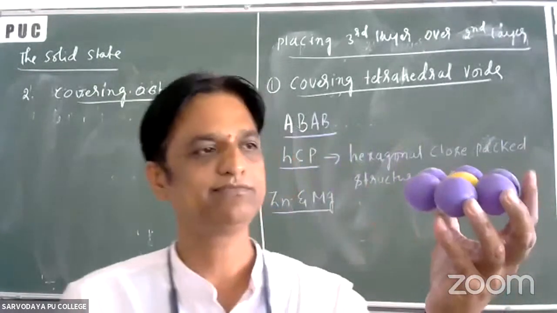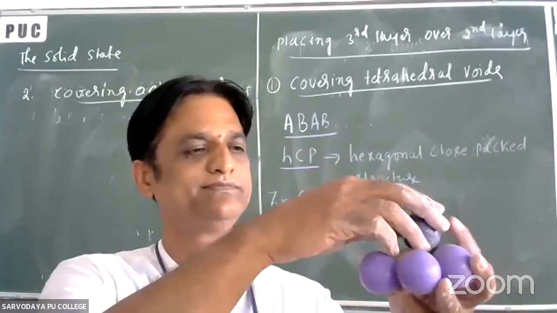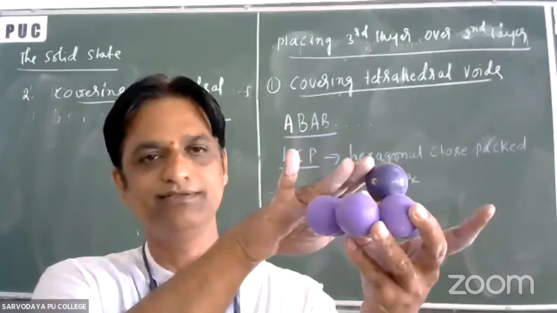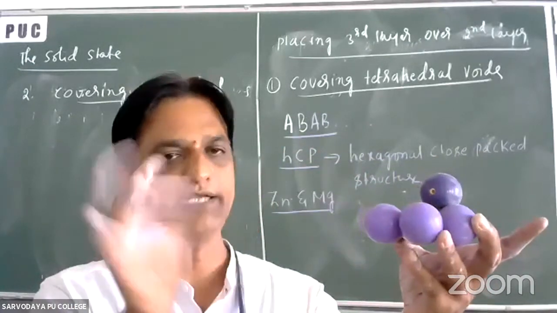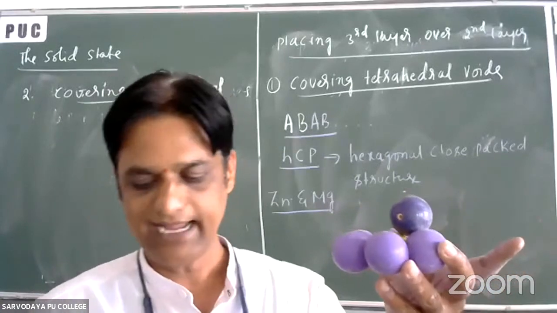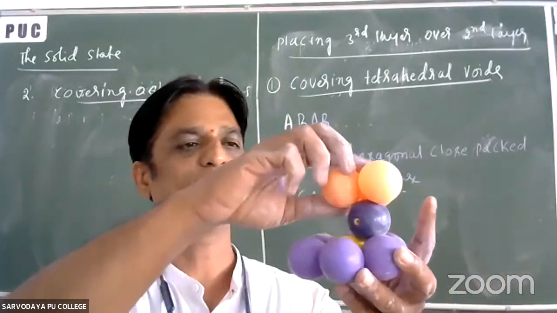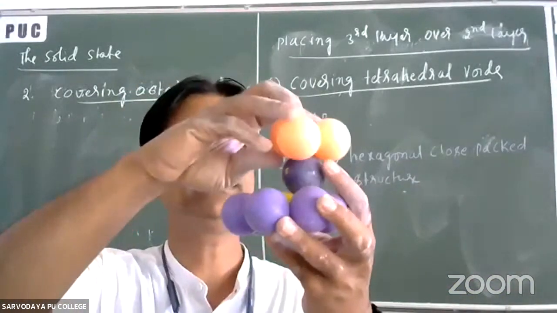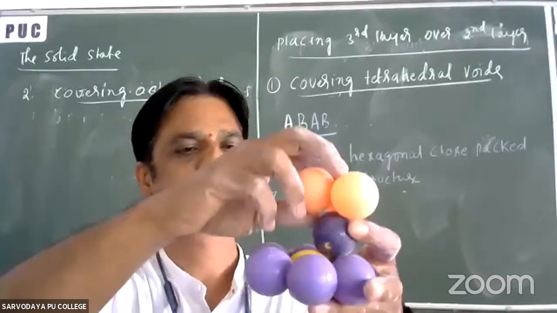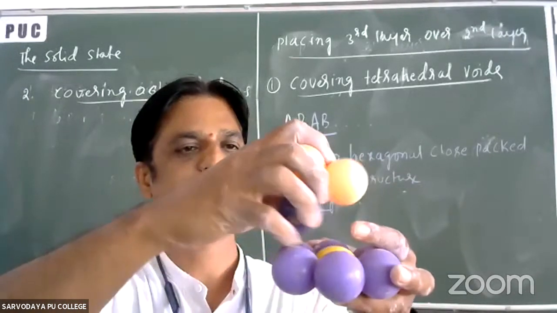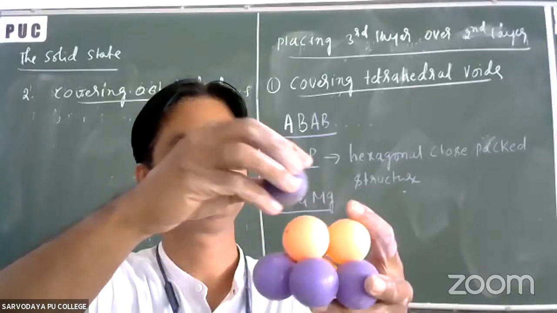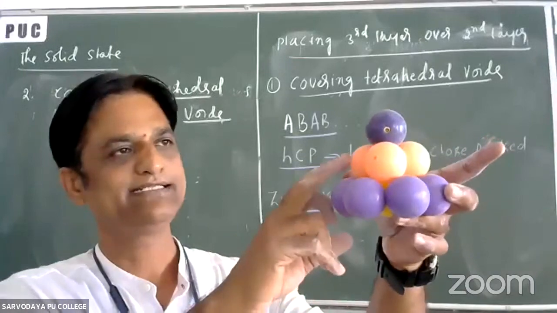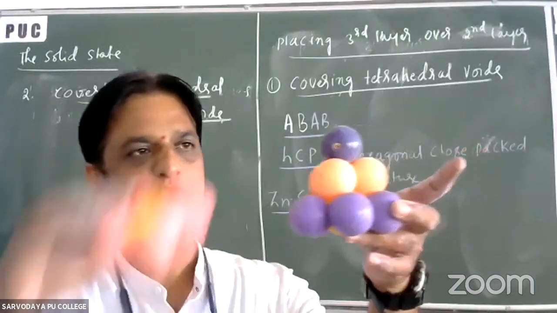See, this is the first layer and this is the second layer, spheres of the second layer. During this stage, both octahedral and tetrahedral voids will be generated. And I am going to place the third layer over this one like this. This is the third layer. Okay, this is first layer, second layer, third layer, and fourth layer.